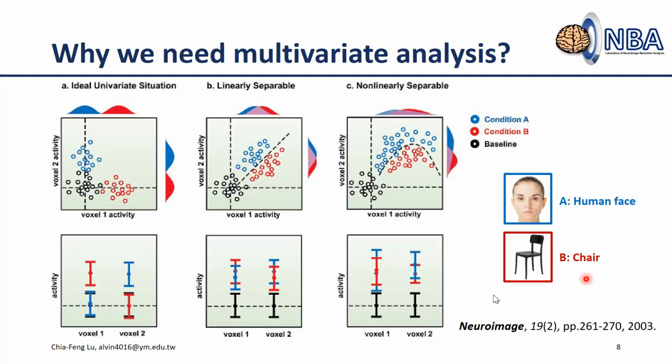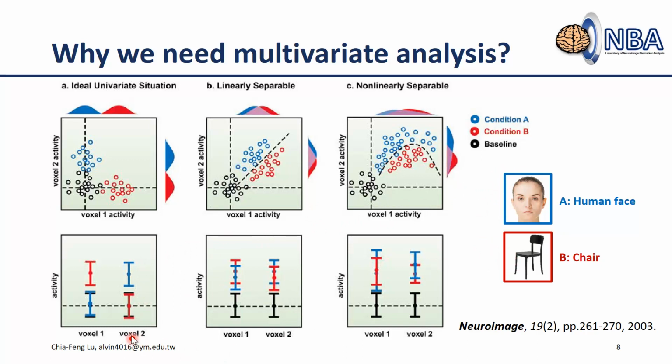We'd like to see whether the activity of these two different voxels can help us differentiate which of the pictures the subject is looking at. Just to remind you that the color means something: blue means the subject is looking at the human face, and red means he's looking at the chair.